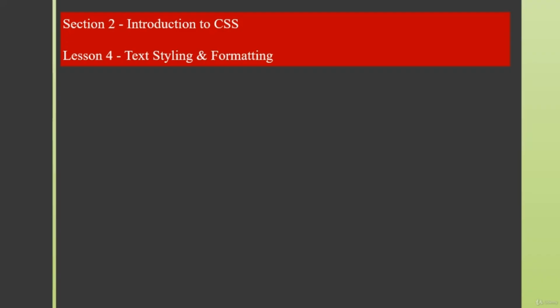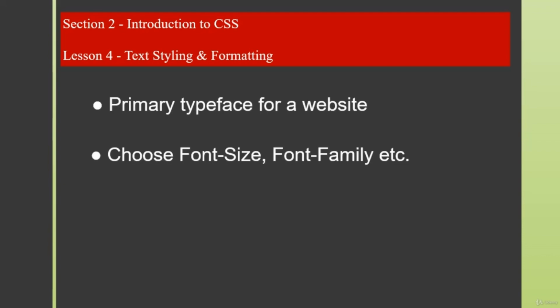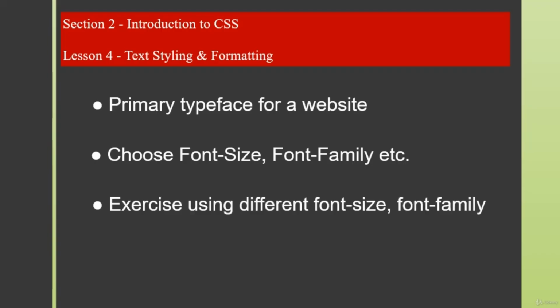This is lesson 4 of the CSS styling section of our HTML and CSS tutorial. In the last lecture, you learned selector classification and different selector types such as element, class, ID selector, universal selector, and grouping selector. We will now talk about text styling and formatting, how you can choose a different look for your website using different font sizes, font family, etc. I will also walk you through a demo of a new website that sets the primary typeface for your website. So let's get started.